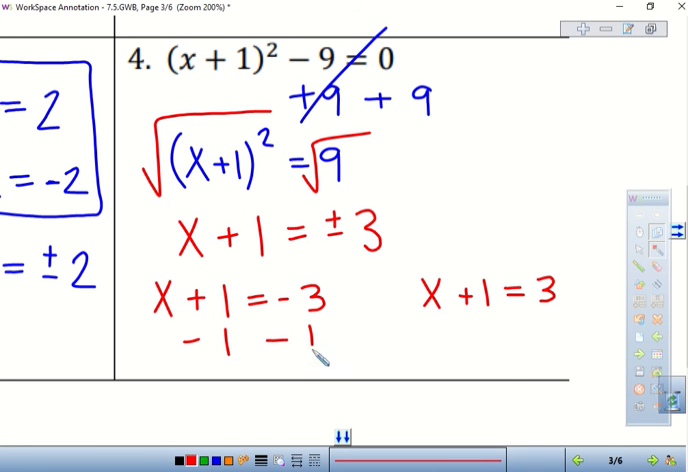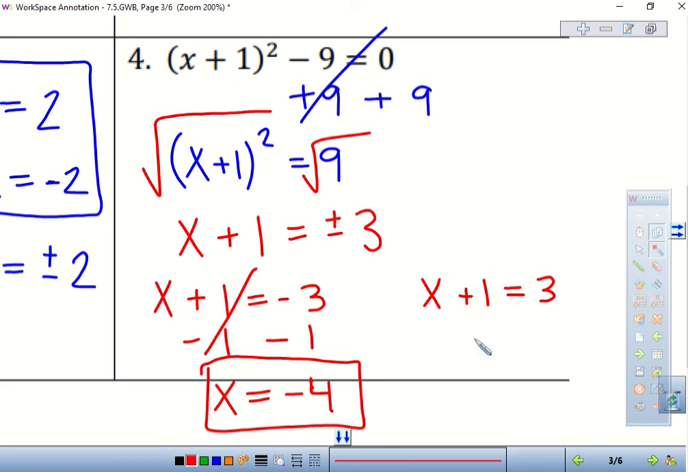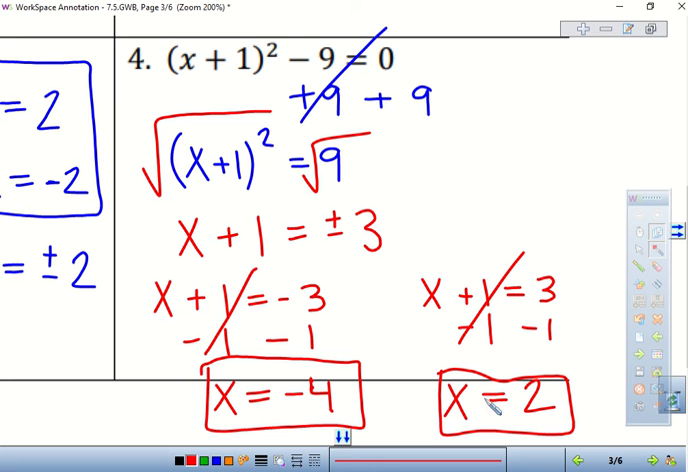And then you're just going to solve each one of those equations to get the answer. So I would subtract 1 on both sides here, which gives me x equals -4. And for the other one, I would subtract 1 on both sides, which gives me x equals what? 3 minus 1 is? 2. So those are my two answers. Okay? Everybody feel okay with that? Everybody feel good about it?